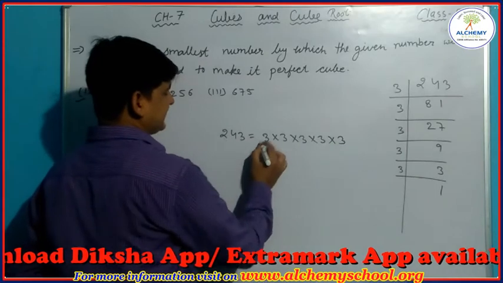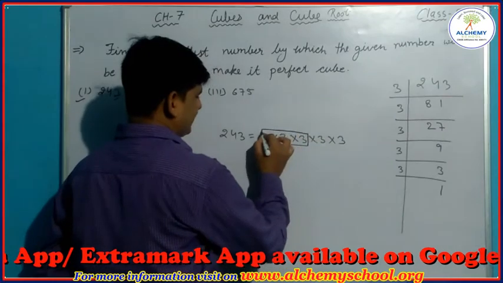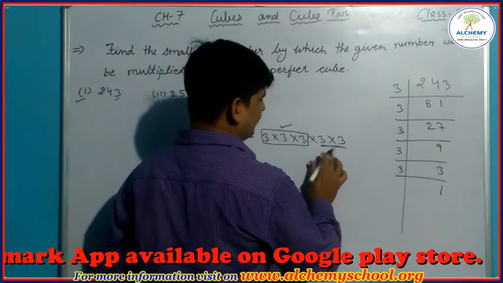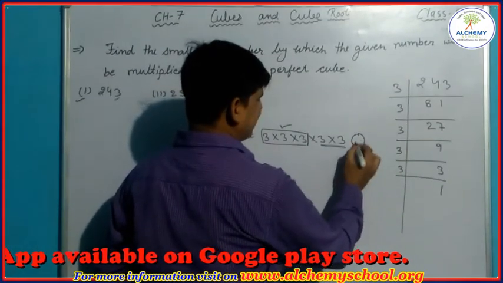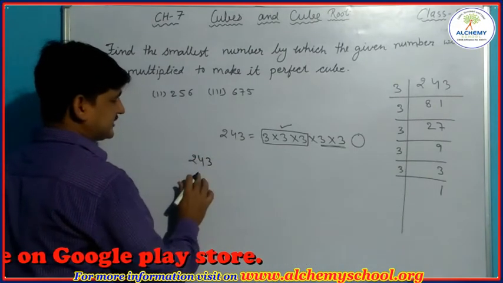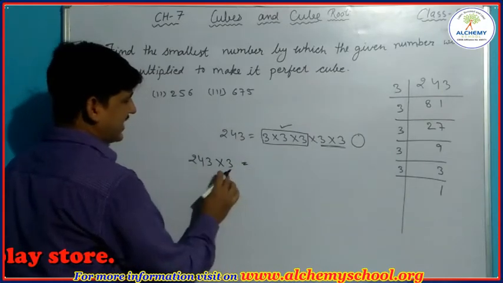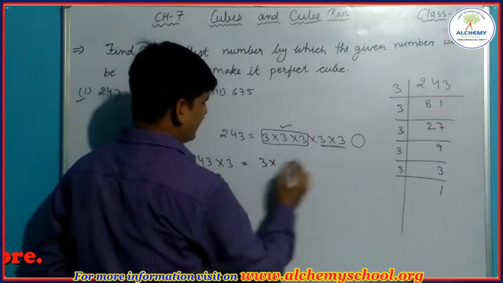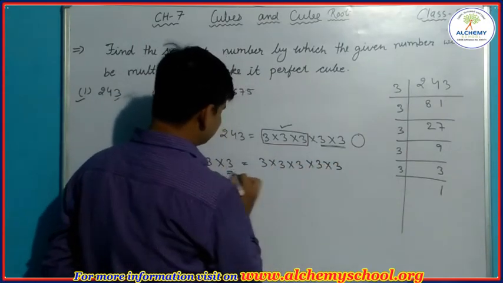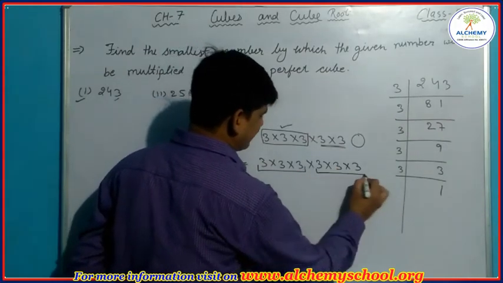Students, we can make groups of 3 same factors. So the first group we have completed for this 3, but we cannot make the second group because one 3 is missing from here. So if you want to make 243 a perfect cube, you have to multiply it by 3. When you multiply it by 3, we have to include one factor here, 3 into 3 into 3 into 3 into 3, and this 3 will be multiplied here also. So now we have the groups of 3 same factors.